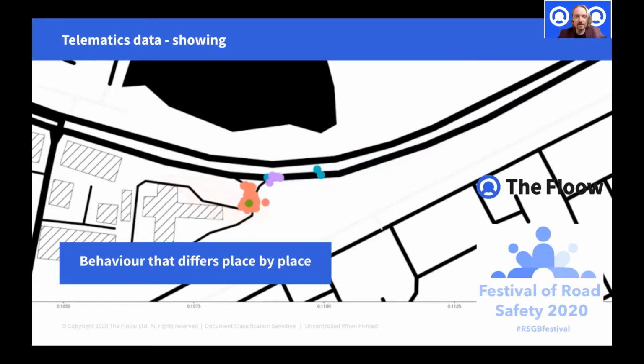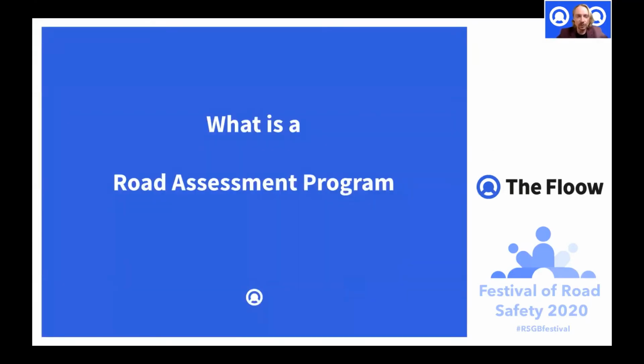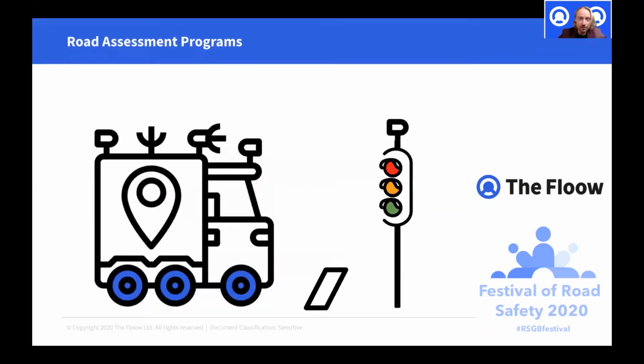So how can we use this data? Well, first of all, we wanted to review what is a road assessment program. From our point of view, a road assessment program is one that is using data from a variety of sources in order to gain a picture of the estimated risk across a large section of the road network, such that it can be used to prioritise where spending could occur in order to mitigate that risk.